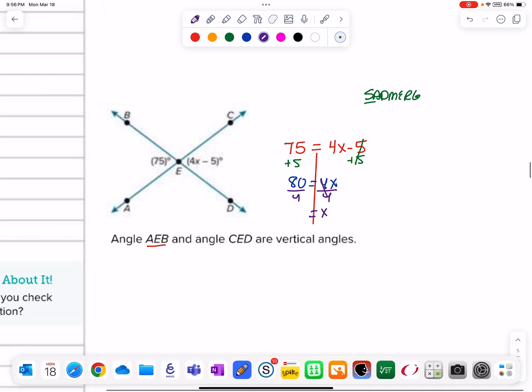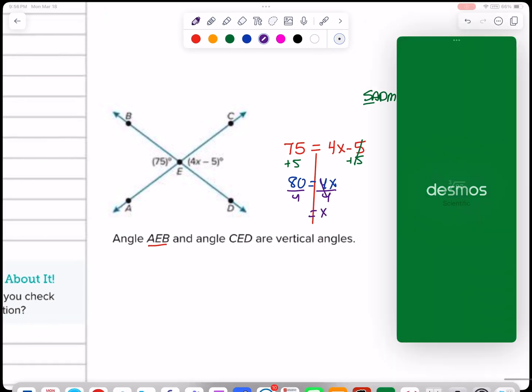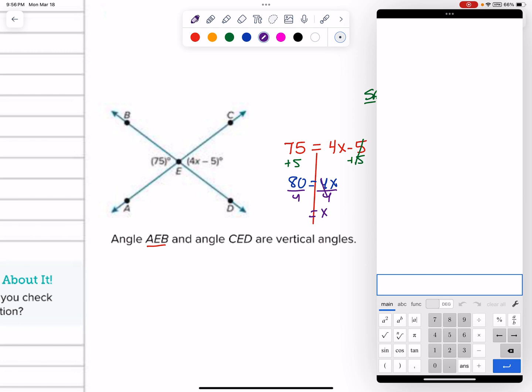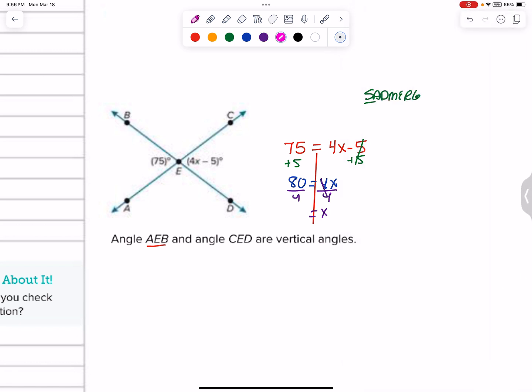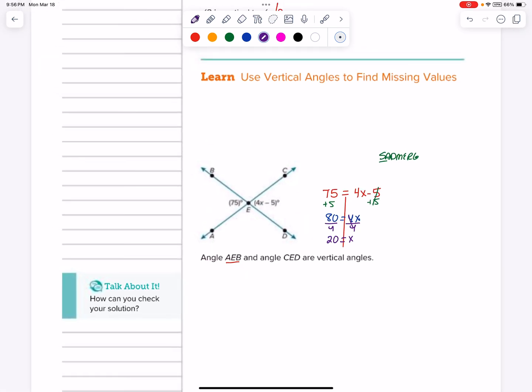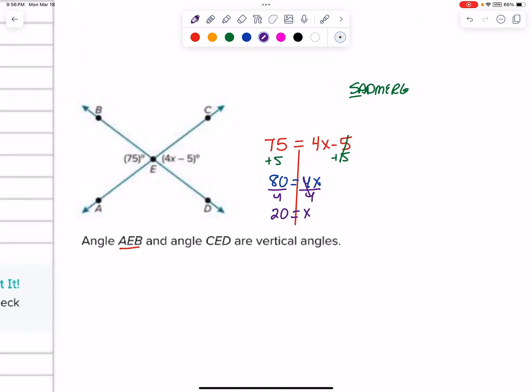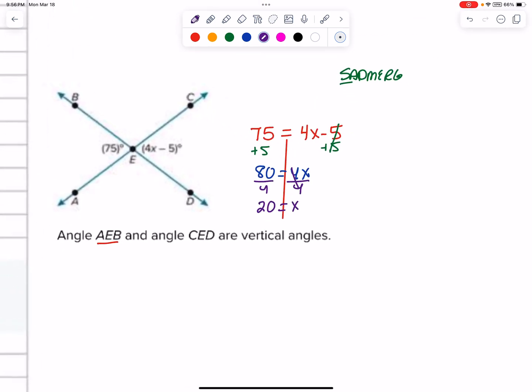Let's grab our Desmos calculator or whatever calculator you're going to use. And we have 80 divided by 4, and you can see is 20. Okay, and even if you knew that, it's always good to double check and make sure you don't make a mistake. So what is x? X is 20. Now understand, x isn't 20 degrees. X is just the number 20. Okay, so we figured out what x is, and take a look.